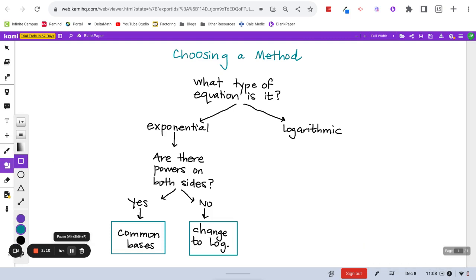Okay. On the flip side, is it logarithmic, right? Is there a log in the original equation?